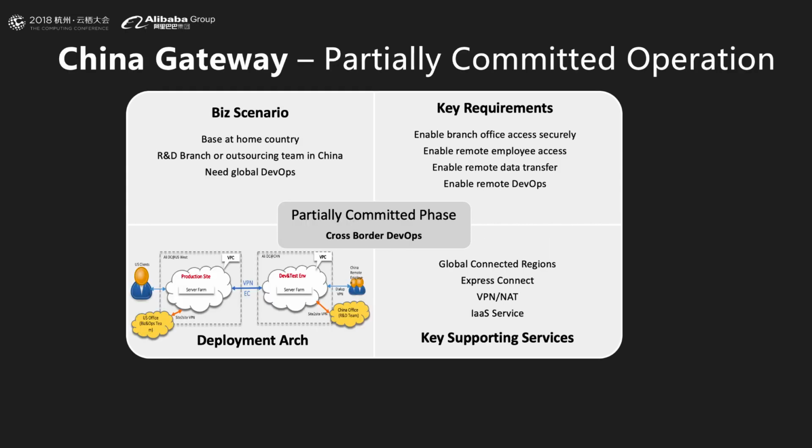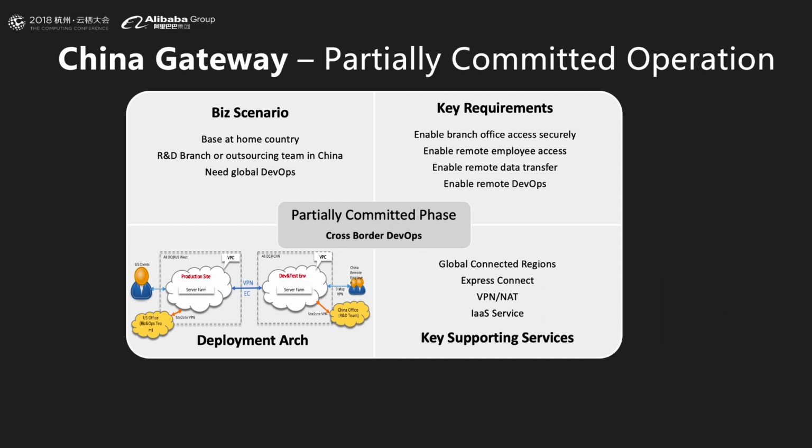Okay, so with the growth of the business in China, companies will enter the second phase, that is the partially committed phase, and the business scenario is always like this: based at their home country, having an R&D branch or an outsourcing team in China, and needing global DevOps. So the key requirements for this kind of enterprise are to enable branch office access securely, enable remote employee access, enable remote data transfer, as well as enable their remote DevOps.